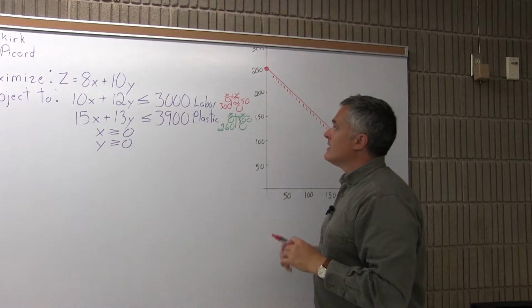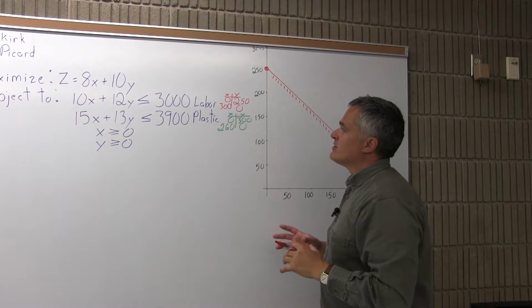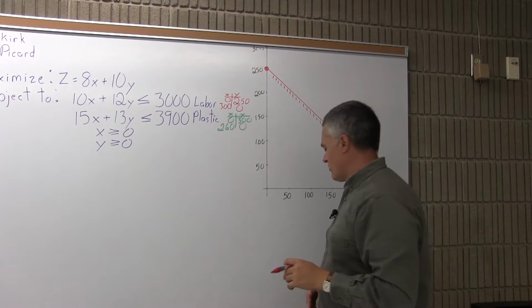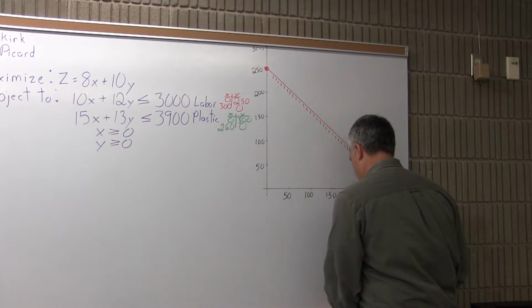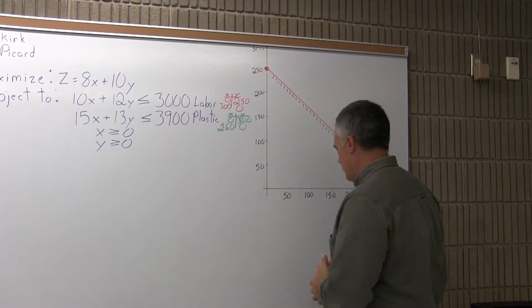So that takes care of the constraint for labor. Now let's do the one for plastic. I'm going to do that in green. Again, the different colors make it stand out better.